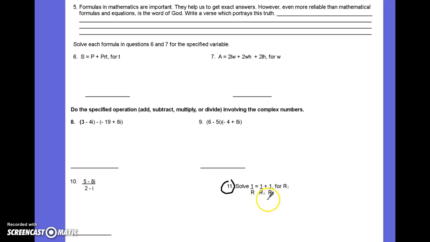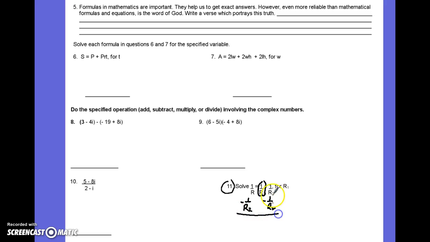So the thing to do is to get the r1 term by itself. That's actually r2. I want to get the r1 term by itself. So how do we do this? Well, what we can do is subtract 1 over r2 from the right side. But if we do it on the right, the principle of justice says we have to do it also from the left. So we subtract 1 over r2 from the left as well.